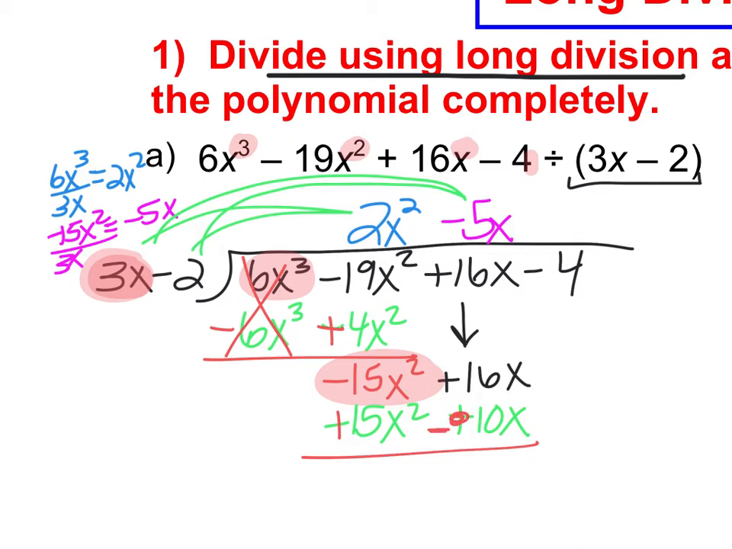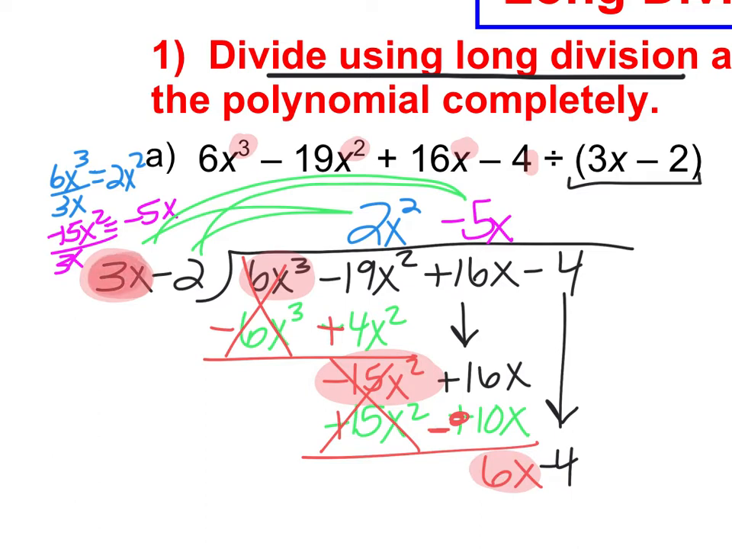So then negative 15x squared plus 15x squared is 0. 16x minus 10x is 6x. We've got one more term to drop down, minus 4. And then do that whole process one more time. So we take our first term, 6x, divided by our first term, 3x.